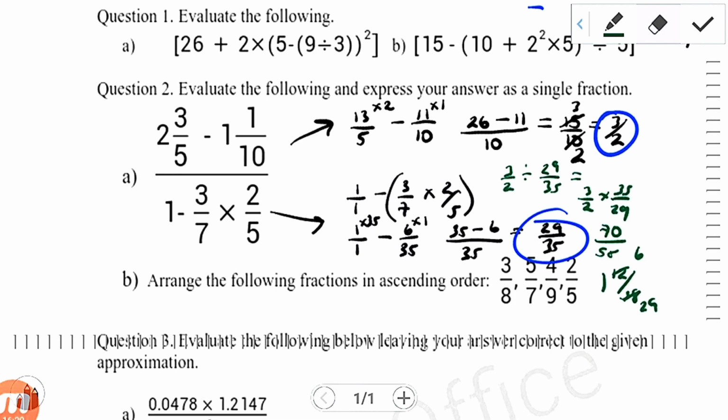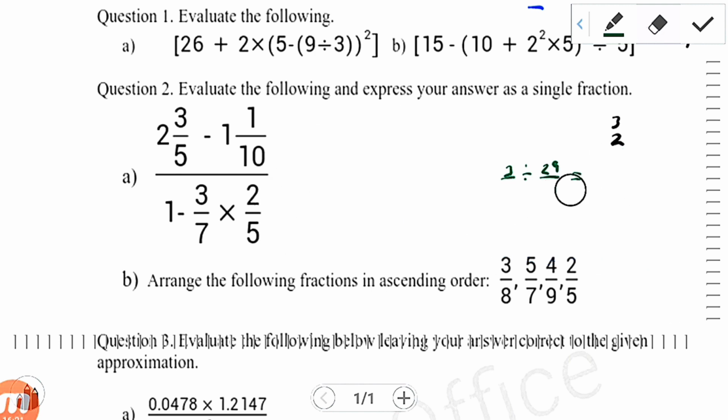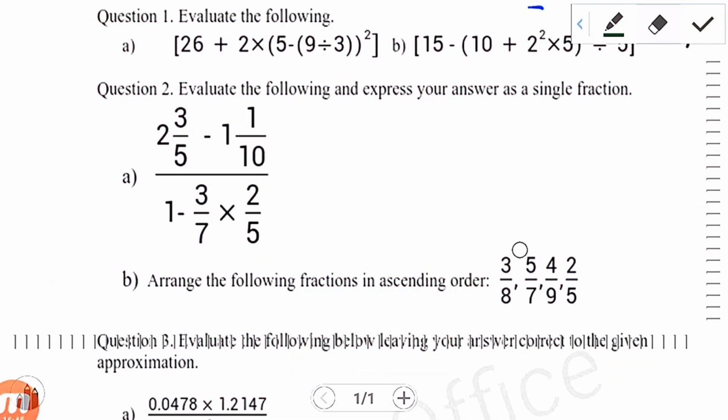Okay, so take a picture of that solution, and of course, like I said, I strongly recommend that you guys sometimes go ahead and pause the video and attempt the question. Whether you get it wrong or right, attempt the question. Then you are able to match your solution with mine to see where you may have gone incorrectly. Okay, beautiful. Now we're going to be learning how to arrange the following fractions in order.